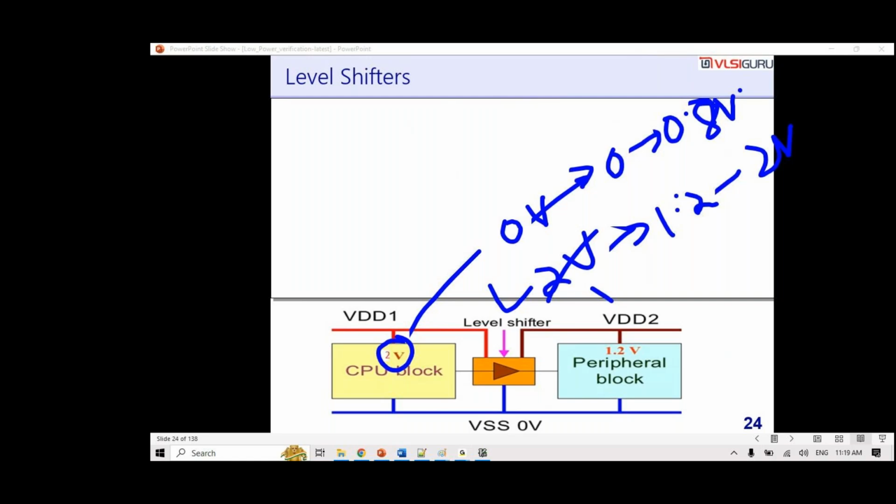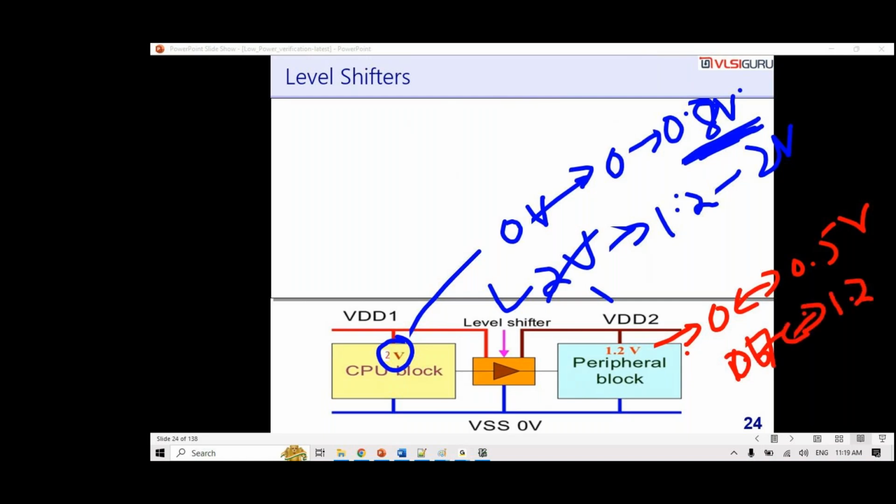Okay, in that case, if you take an example of 0.8 volts for this domain, what could be the region? 0 to 0.5 could be the logic 0, and 0.7 to 1.2 could be the logic 1. So here the problem comes when this 0.8 voltage, see, you know, right? 0 and 1 is only for our understanding, for a digital design engineer's understanding.